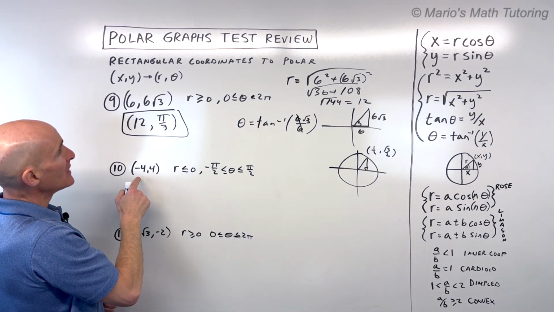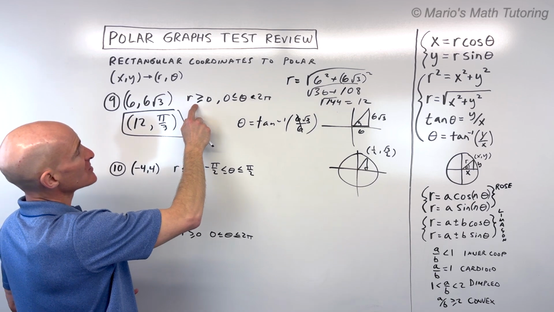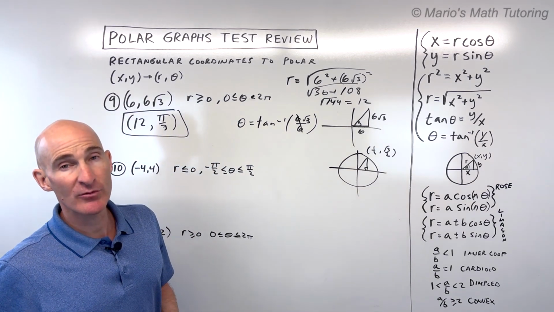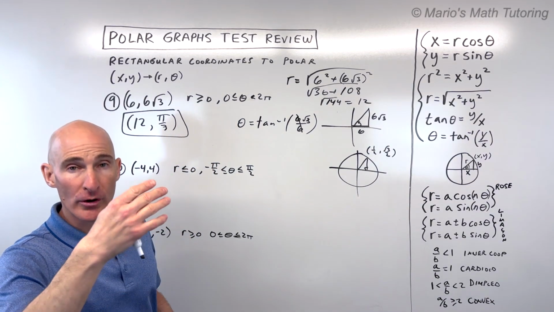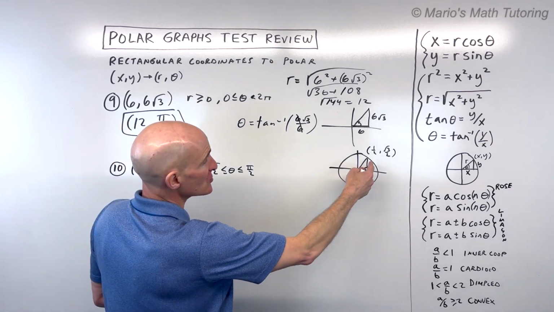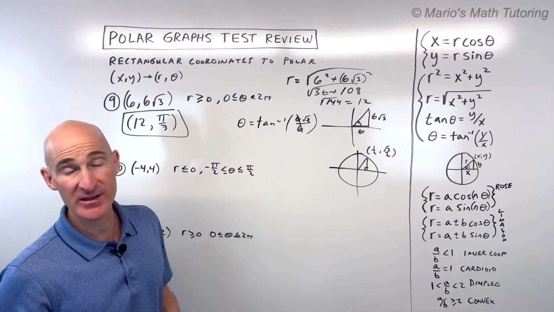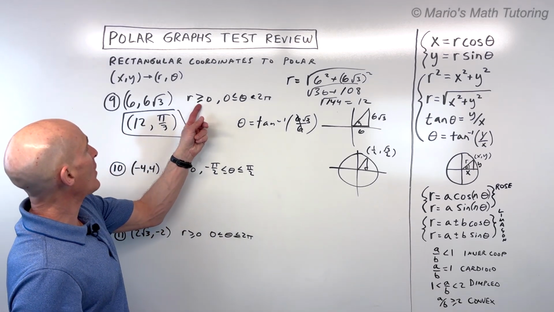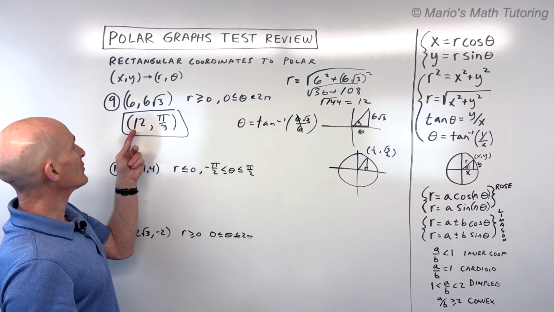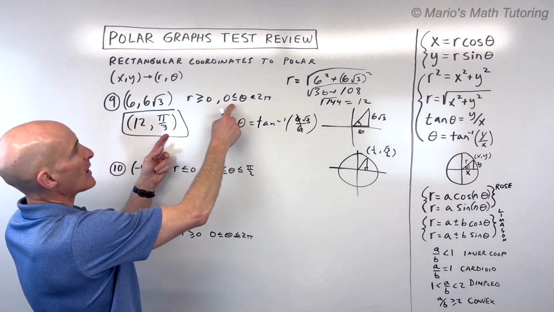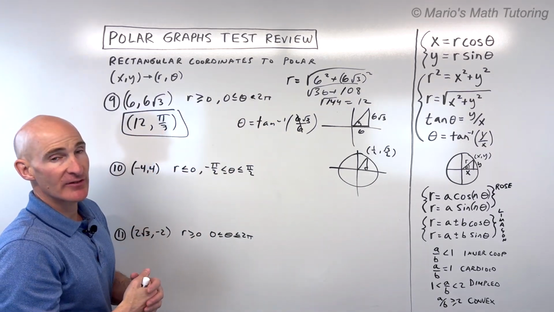Okay, so for number... Oh, and one thing I forgot to mention is that there's some restrictions, and the reason your teacher will put some restrictions is because really in polar, you could have many different answers. You could go around the circle many times this way, or you could have a negative r value, a positive r value. So here it wanted the radius or the r value to be greater than or equal to 0, and the angle it wanted to be from 0 to 2 pi, so like a positive angle.